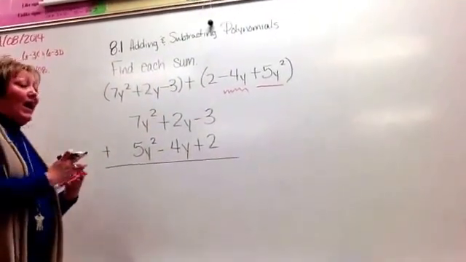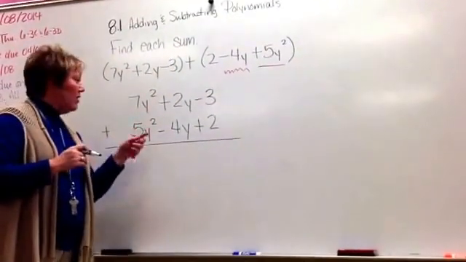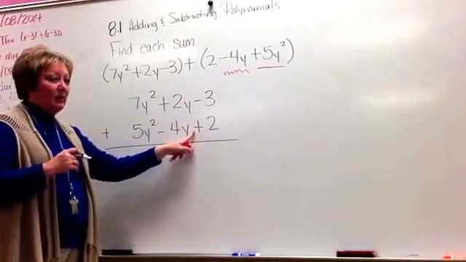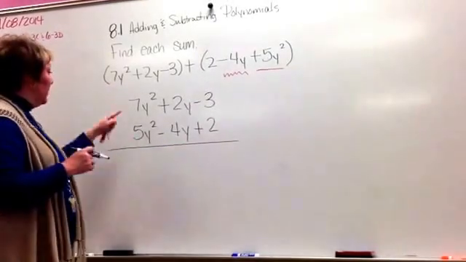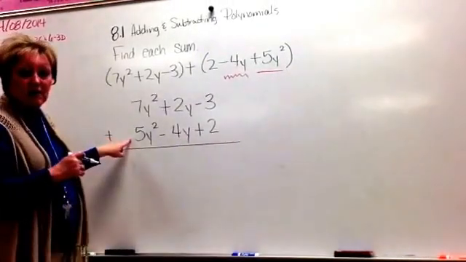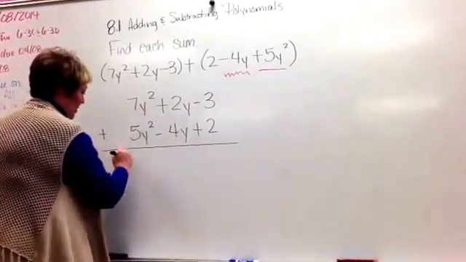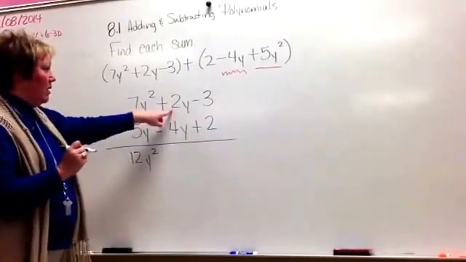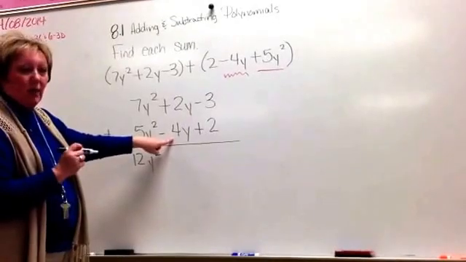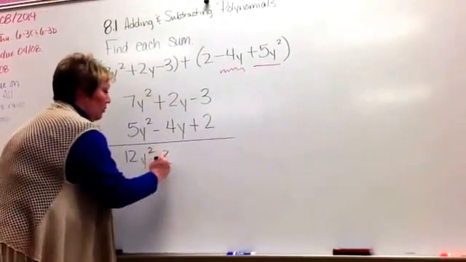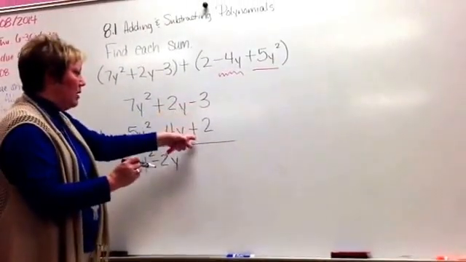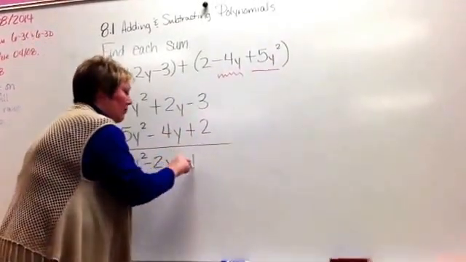Now when we are adding like terms, we don't do anything with these exponents. They stay the same. We add the coefficients. So 7 plus 5 is 12 y to the second power. 2 minus 4 would be negative 2. Don't lose y. And then negative 3 plus 2 is negative 1.